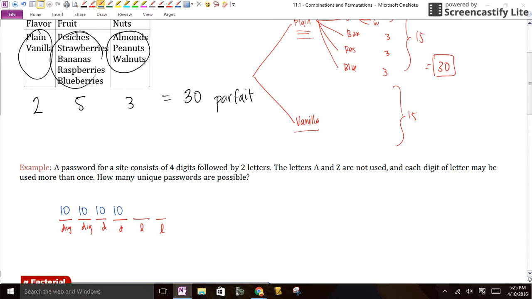Now the alphabet, there's 26 letters in the alphabet, but you're not allowed to use A or Z. So we're going to have to take those out. So now there's 24 letters. We are allowed to repeat. So you have 24 options and 24 options.